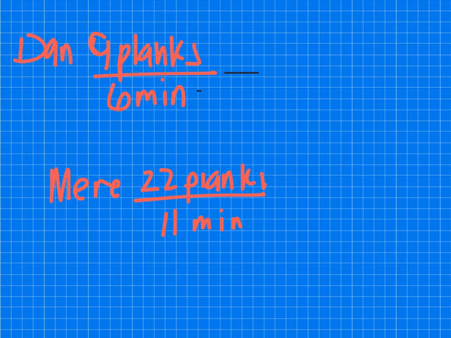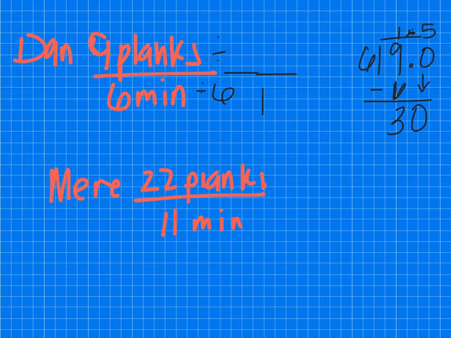Dan, we're going to divide by 6 to get 1 in the denominator. And 9 divided by 6 is a bit of a stinker, but let's do it. 9 divided by 6, it's going to go in 1 time. Subtract, I get 3. 6 does not go into 3, so I'm going to need a 0, and I need a decimal up here. If I put a decimal there, then I'm going to bring down that 0 and get 30. 6 goes into 30 5 times. Dan can paint 1.5 planks in 1 minute.